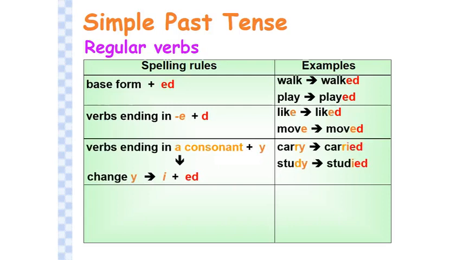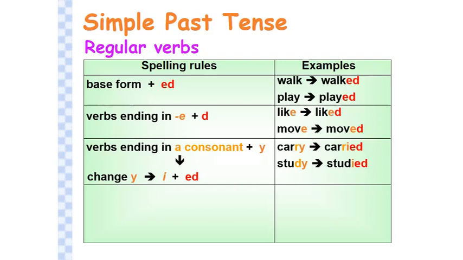Similarly, when it comes to another verb which has a consonant and then ends in y, the change that we are going to make to turn it into the second form is removing the y at the end and adding i plus ed. For example, the word carry and the word study.